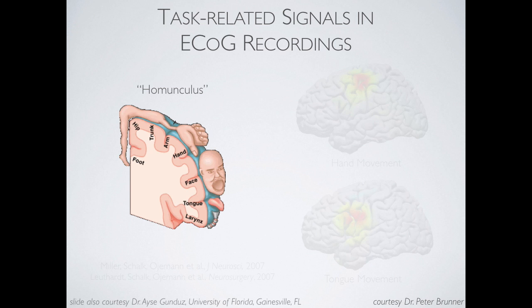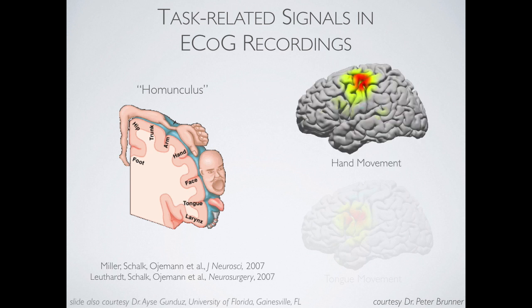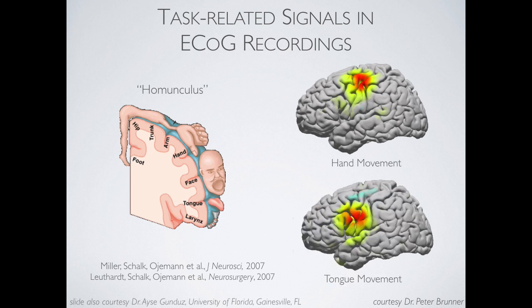And if we ask a subject who has ECoG electrodes implanted to do something like stick out their tongue versus move their hand, we can measure ECoG signals and localize exactly where they're coming from in their brain. Which means we can differentiate hand movement from tongue movement just from reading the signals and without having to inject any current.